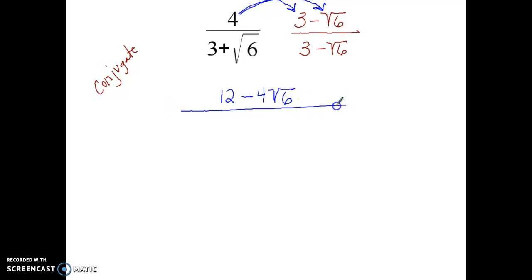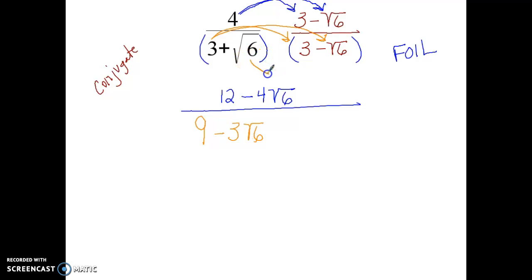Okay, my denominator. I have two terms. I'm actually going to use the FOIL method. So for our denominator, we have to FOIL. So my first terms would be 3 times 3. Next, I'm going to go back and take 3 times that negative square root of 6. Now I'm going to go to the inside terms, so square root of 6 times this 3 would be a positive 3 square roots of 6. And then my last terms, a positive times a negative, I would have a negative, and it's square root of 36.